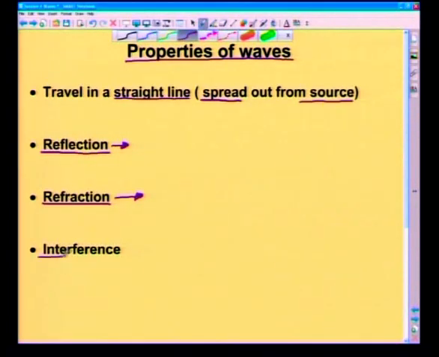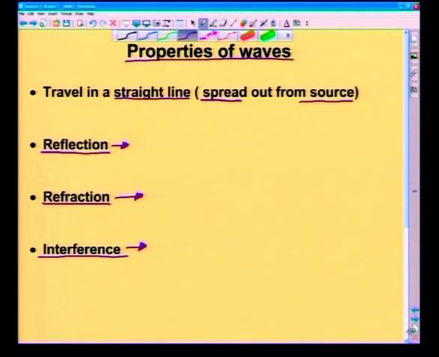Now, the third property of waves that we need to know about is that waves undergo interference. Now, what is interference? Interference is when waves come together. They're either going to have what we call constructive interference or destructive interference. And that particular phenomenon is known as superposition of waves.